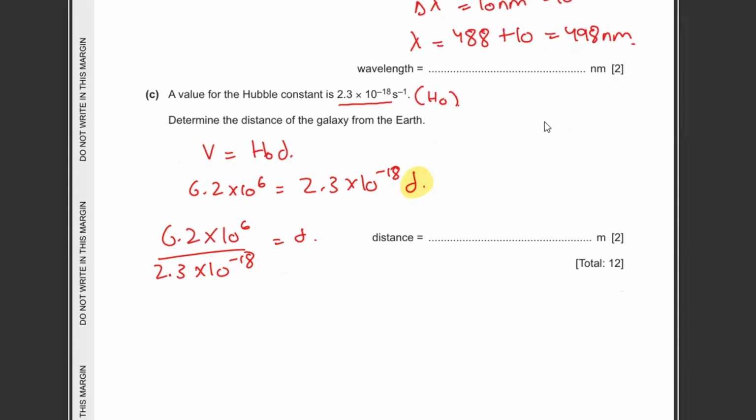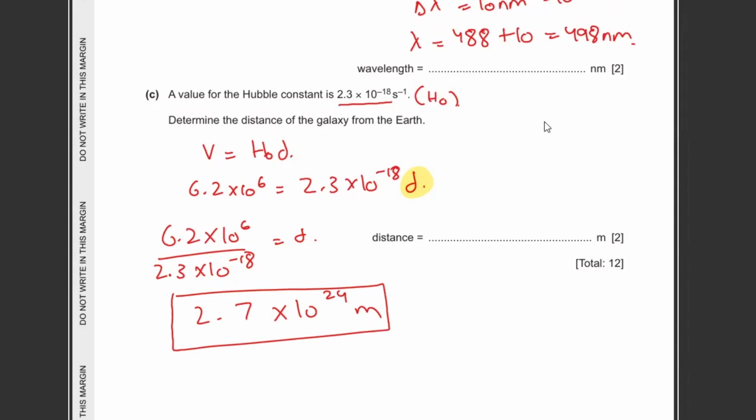Let's calculate it. 6.2 into 10 raised to the power of 6 divided by 2.3 into 10 raised to the power of minus 18. This gives you a value of 2.7 into 10 raised to the power of 24 meters is your answer. This marks the end of this question. I hope this is clear.